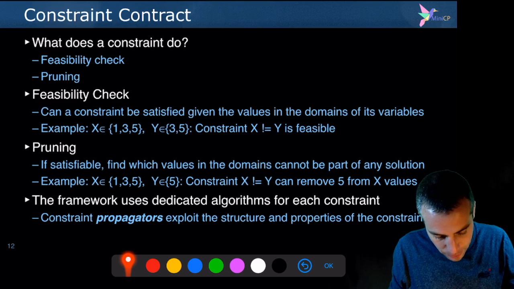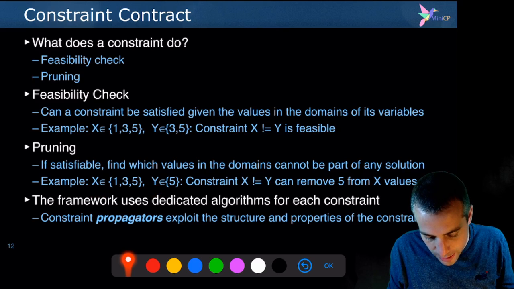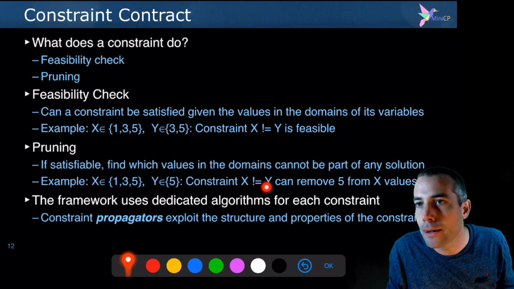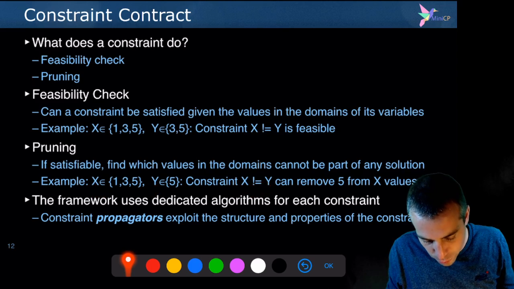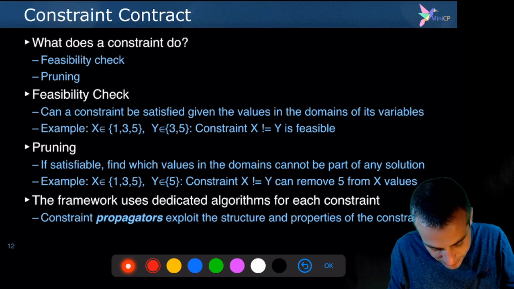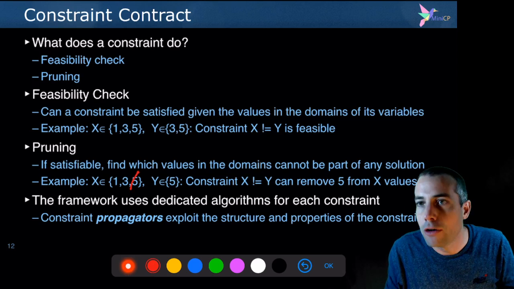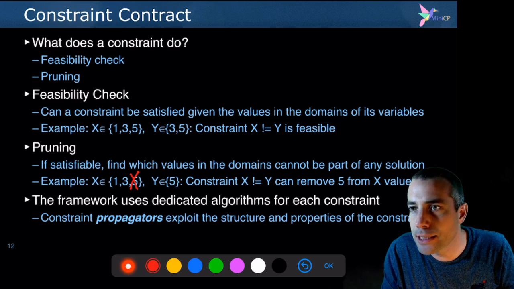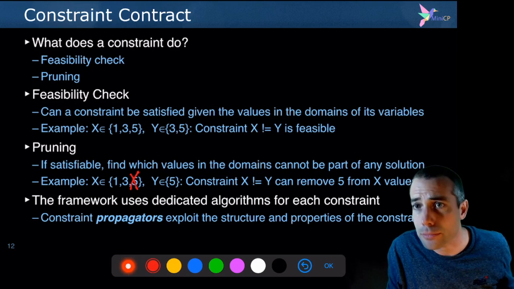What we mean by pruning is removing impossible values. Let's take one example. Assume that I have x and y, and I have the constraint x must be different from y. Then, in terms of pruning, what you can do is this. You can already decide that you should remove the value 5 from the domain of x. This is what we mean by pruning.